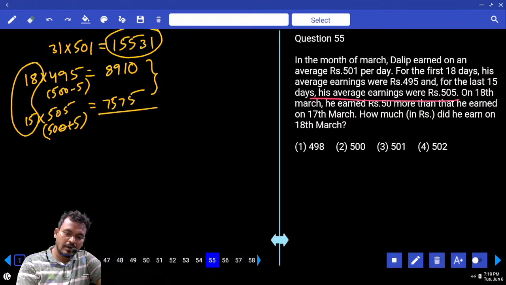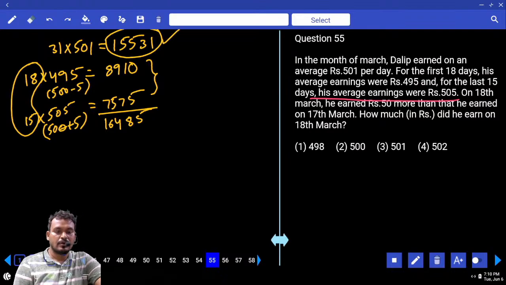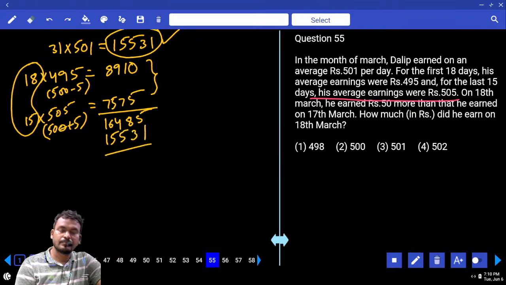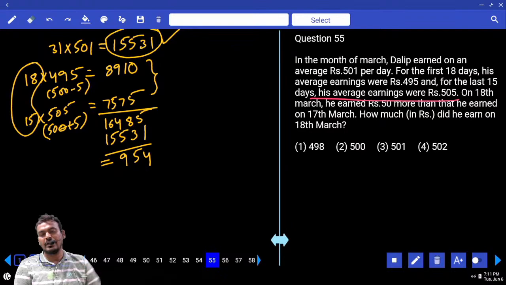What is the sum value? 8910 plus 7575, 16,485. Out of 15,531, we are subtracting how much value? What is the remaining? 954. That is the sum of the remaining 2 days.